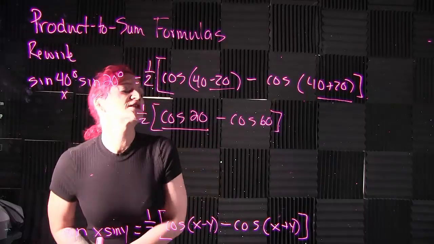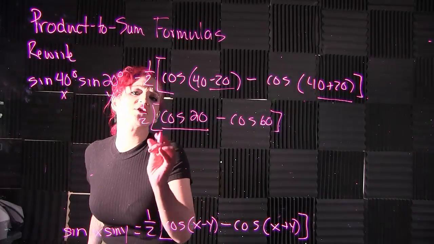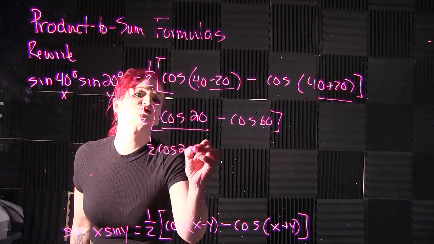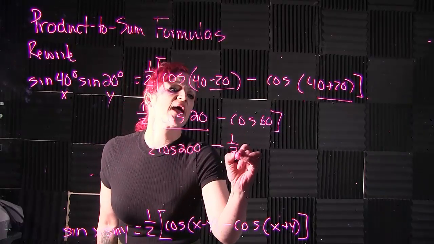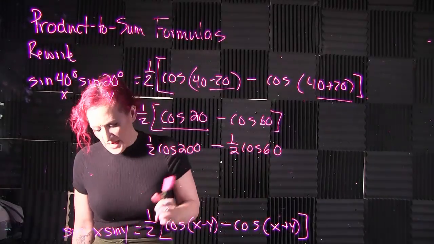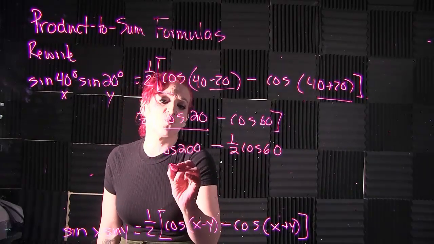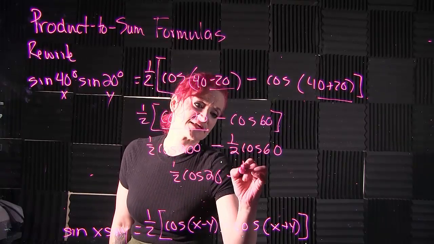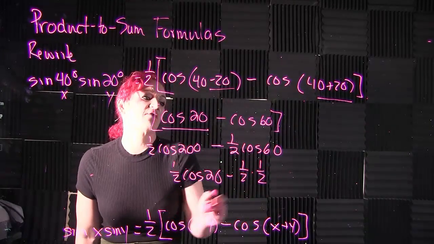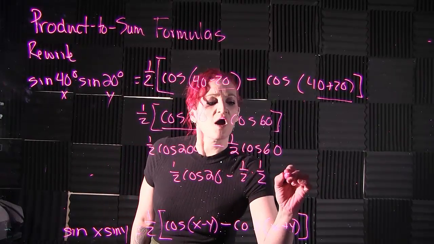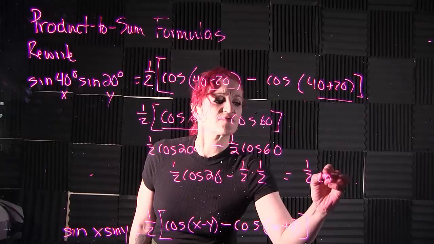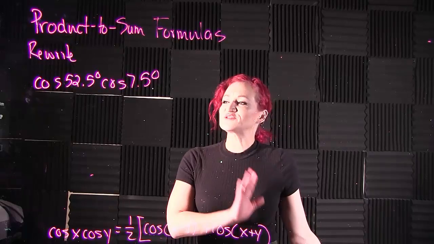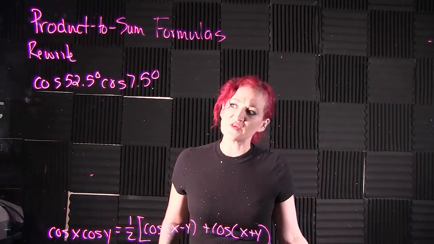Now cosine 20 is not one of our common angles here. So when we calculate this, we're really looking at 1/2 times cosine 20 minus 1/2 times cosine 60. Now cosine 60 is equal to 1/2 here. So really we have 1/2 cosine 20 minus 1/2 times 1/2 to give us our simplified answer here, 1/2 cosine 20 minus 1/4.